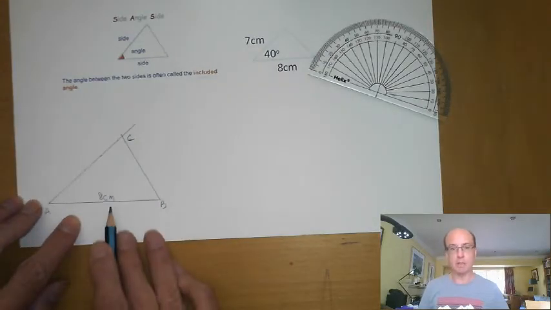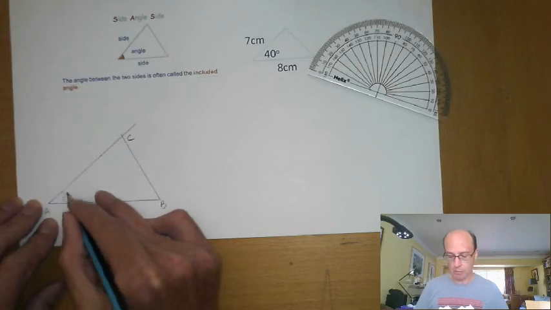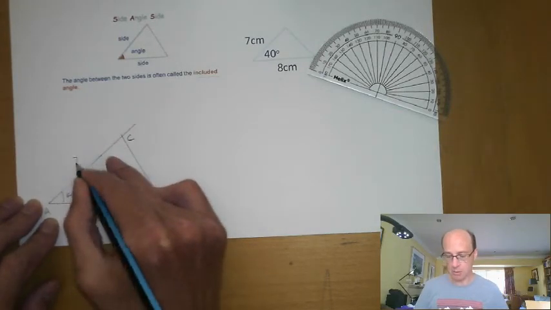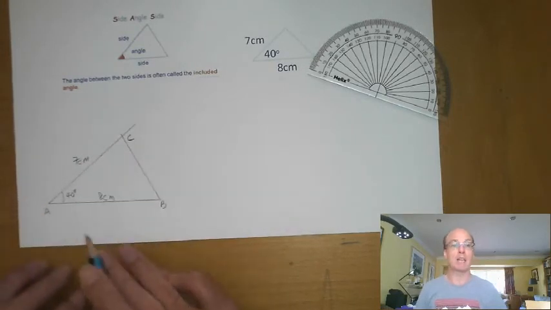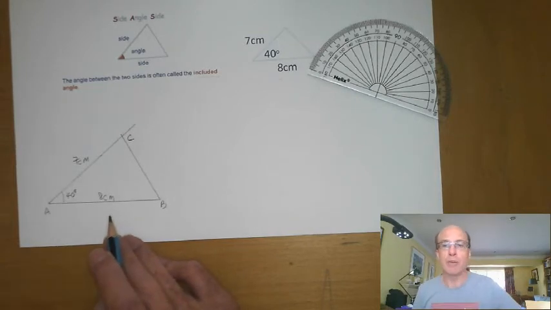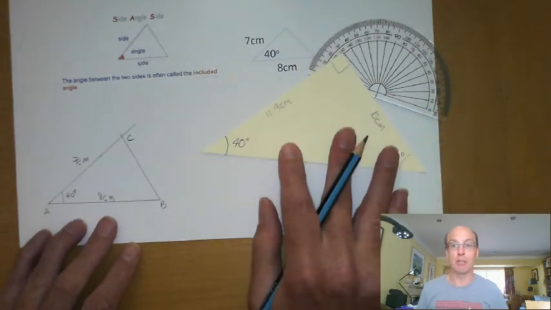I've got base length of 8 centimetres over here. I've got an angle of 40 degrees, and my second side is 7 centimetres long, and I've accurately drawn my SAS triangle.